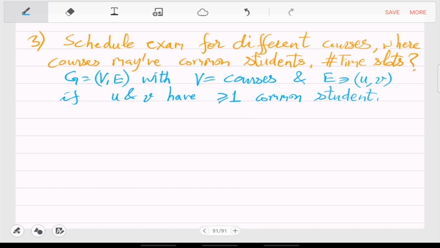Suppose the graph is a complete graph, which is every vertex is connected to every vertex in this graph, then how many slots are required? Yes, as many vertices as there are, that many slots are required, because no two courses can go to the same slot. So what is the general condition then?